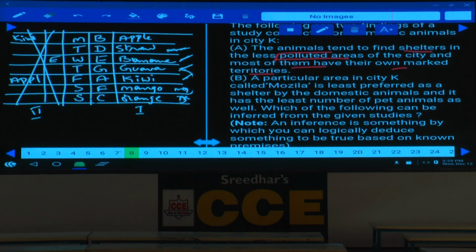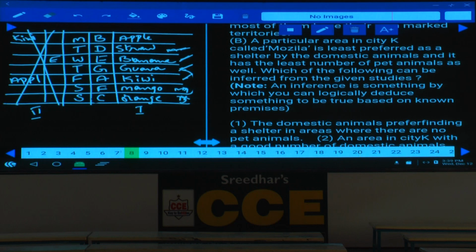And at the same time, what about this one B? Now, a particular area in city K called Mozilla is least preferred as a shelter by the domestic animals. These domestic animals prefer only the areas which have very little pollution, but these animals are not preferring this Mozilla area because it has more pollution, isn't it? And it has the least number of pet animals as well. The pet animals are also very few in this area. The domestic animals are very few, and at the same time pet animals are very few.